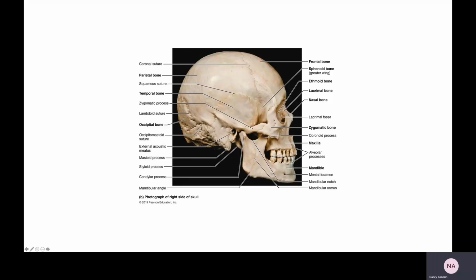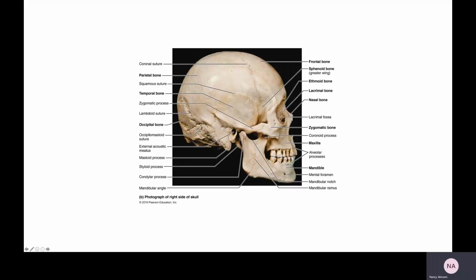Here's our occiput. Here's the lambdoidal suture. This is going to be the parietal bone. This is the frontal bone. Here is the zygomatic arch. This will be the zygomatic bone. Here's the maxilla. Here is the mandible. Here are your teeth. And right in through here, you can see the tiny little nasal bone. And the lacrimal bone is tucked right up in through there.